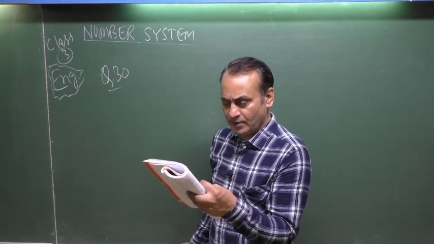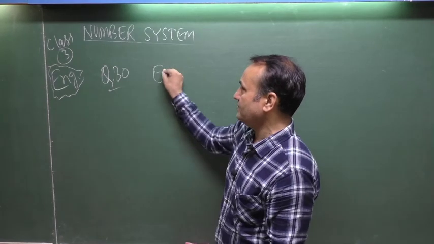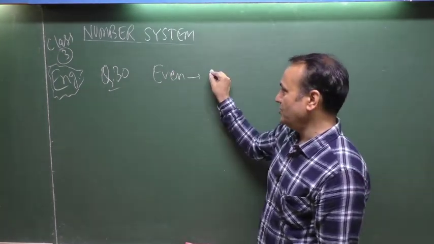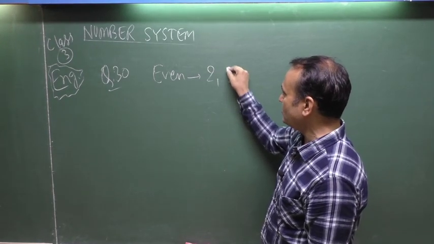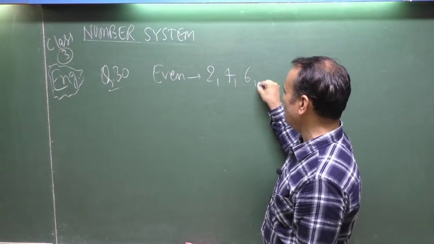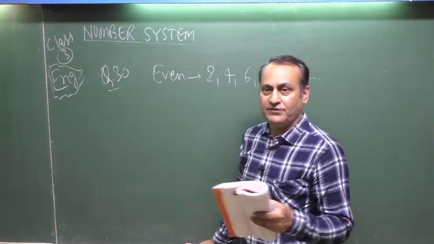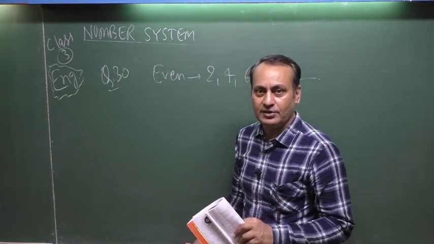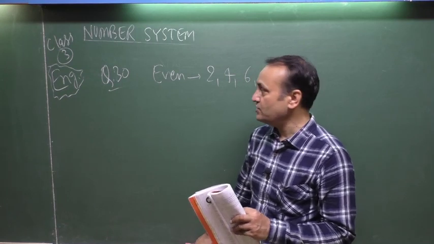Question number 30. The sum of 5 consecutive even numbers is... Firstly, write down even numbers. Even numbers start from 2 and go by increment of 2 onwards: 2 plus 2 plus 2 plus 2 and so on. That means if 5 or any number of consecutive even numbers are written, certainly the gap will be 2.